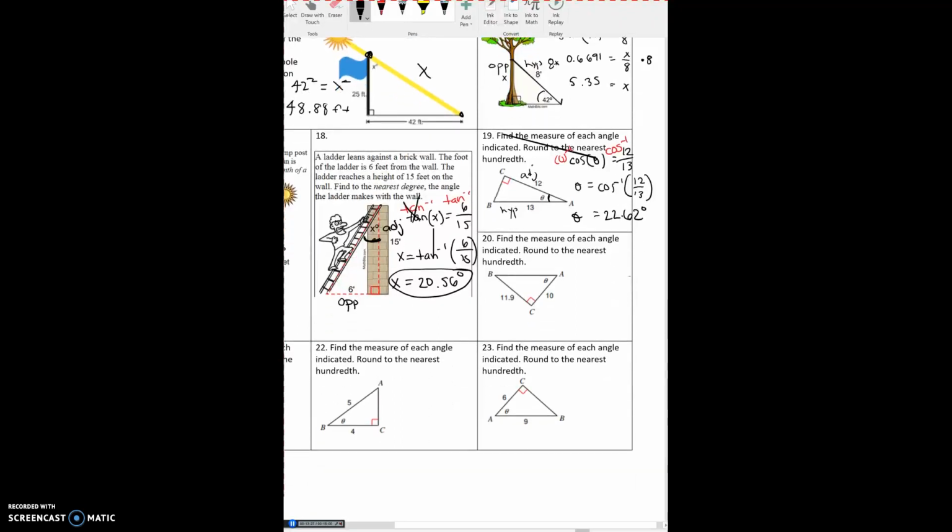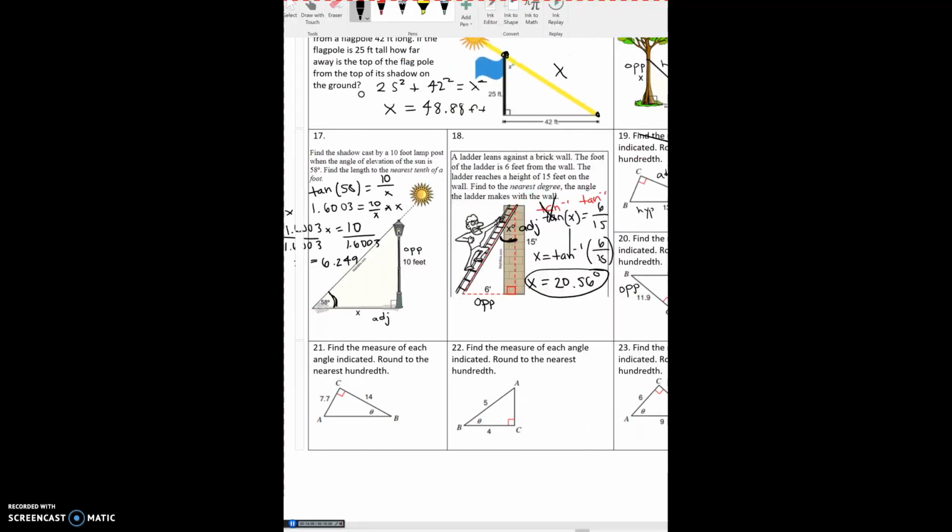Number 20, find the measure of each angle indicated. This is my angle. I have the opposite and adjacent. So we're going to use tangent of theta is equal to the opposite divided by the adjacent. Inverse tangent of both sides. Those cancel out. Theta is equal to the inverse tangent of 11.9 divided by 10. Therefore, theta is equal to 49.96 degrees.